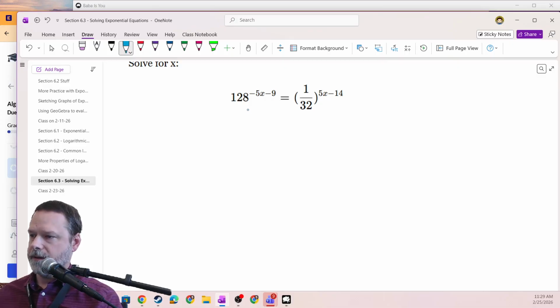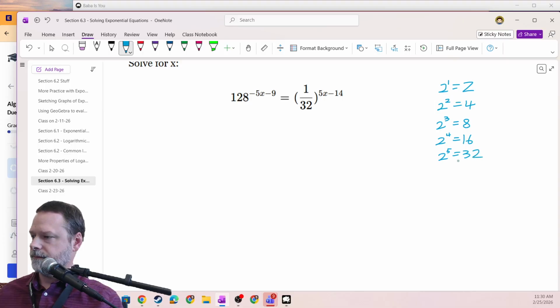Okay, so that's a power of 2. 32 is a power of 2. I can definitely do that. Let's do a little bit of work over here. 2 to the 1 is 2. 2 squared is 4. Got 2, 4, 8, 16, 32, 64, and 128. 2 to the 7th.